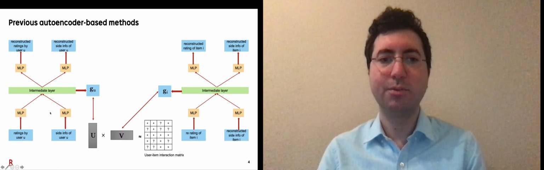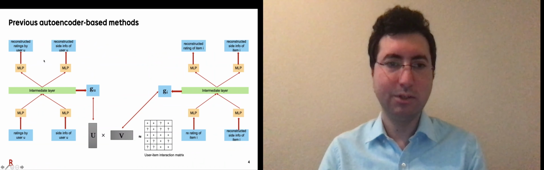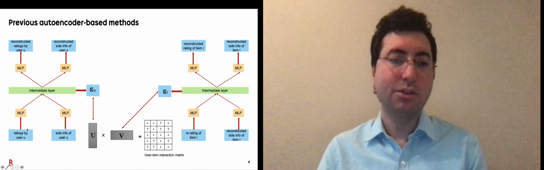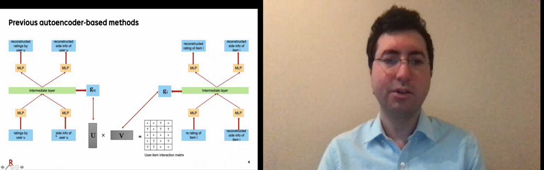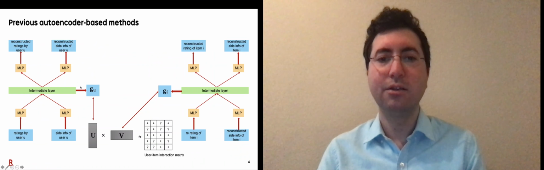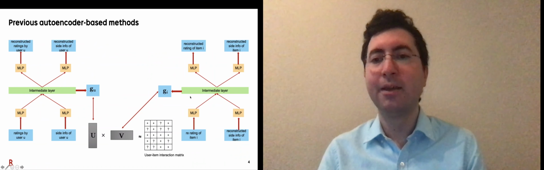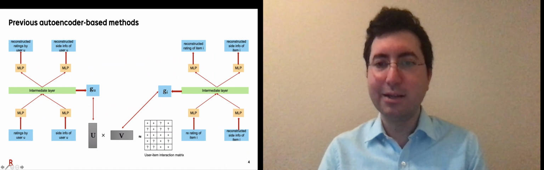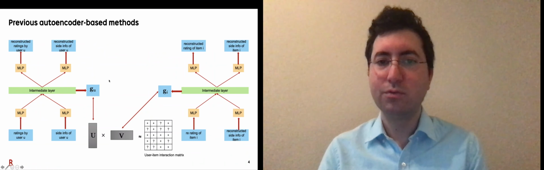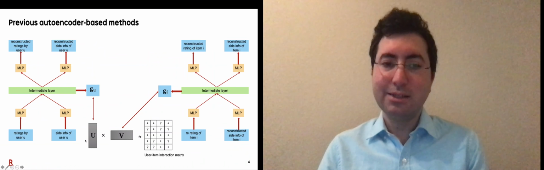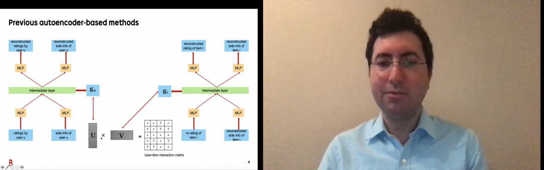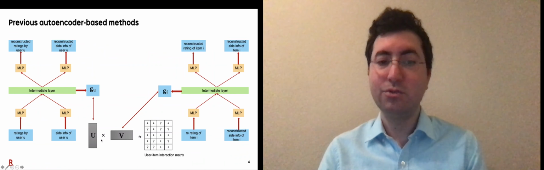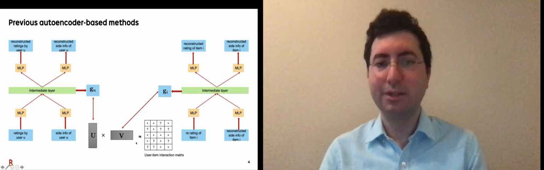Here is the structure of the previous works. There are two autoencoders, one here for the users and one for the items. The user autoencoder reconstructs the user information, ratings and side information, and the output of the middle layer is user neural representations here. The output of the middle layer of this autoencoder is item neural representations. As you can see, these representations are not used for prediction. There is a second set of representations, U and V, achieved by matrix factorization of the ratings, and these U and V are responsible for predicting the ratings.